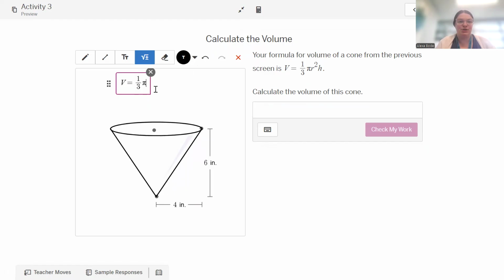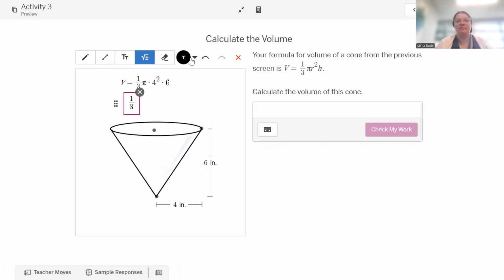Okay, so we have 1/3 pi times our radius. So we said our radius is 4, squared, radius squared, times our height. The height of our cone is 6. So all I did was I took the formula and I just plugged in the radius for r and the height for h. Now I can just go ahead and solve.